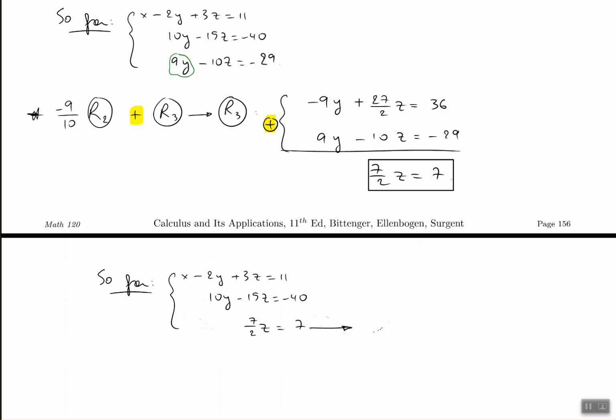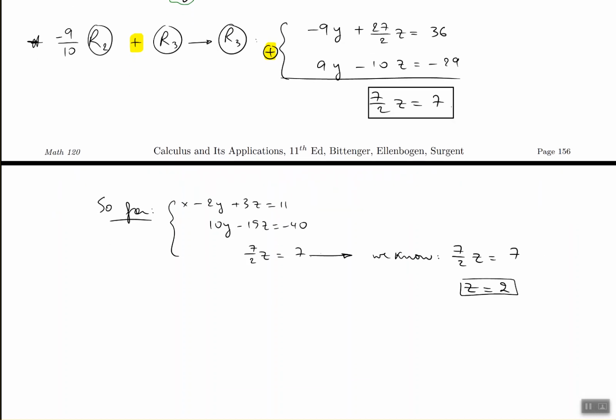From the third equation, I know that it says right now that 7 over 2 z is equal to 7. So how much is z? Well, it must be 2 for it to work. And you could do that with a calculator. You could divide the 7 by the 7/2 fraction and you end up with 2.